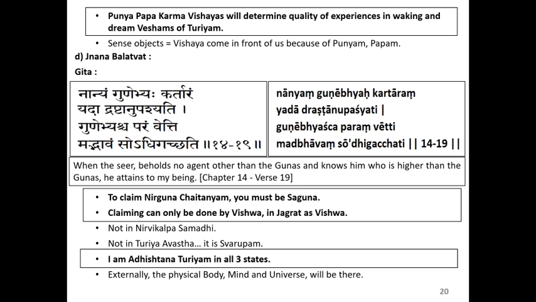What Shankaracharya says is, I am the Adhisthana Turiyam, the invariable presence in all the 3 states. That means it is changeless. And there is only one changeless aspect in creation, which is consciousness. You can test it for yourself.